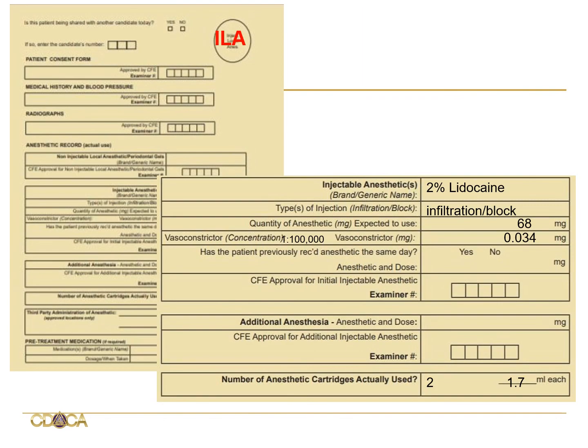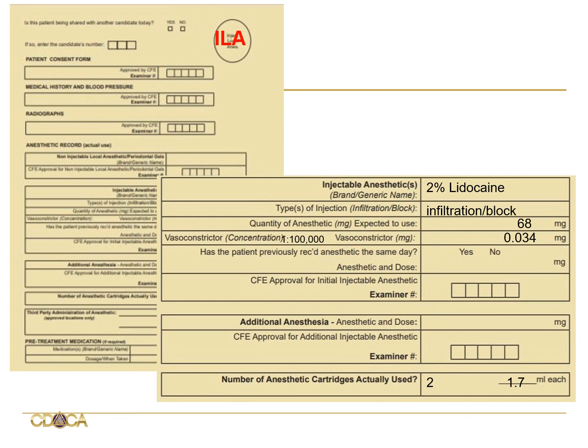If you plan to use a non-injectable anesthetic such as Oraqix, enter the brand or generic name. You don't need to enter the type or quantity of anesthetic and vasoconstrictor. If you intend to utilize injectable local anesthesia, ILA, you will need to enter the type of injection, type of anesthetic to be used, quantity in milligrams of both anesthetic and vasoconstrictor expected to be used, and if the patient has previously received an injection of local anesthesia the same day.